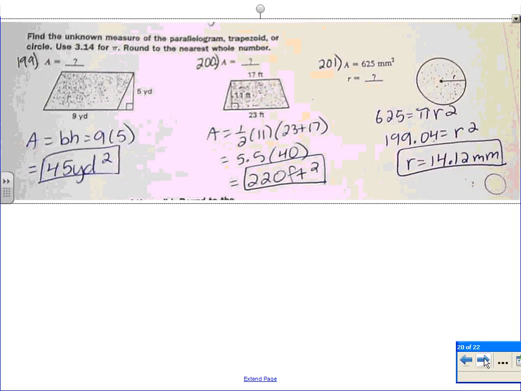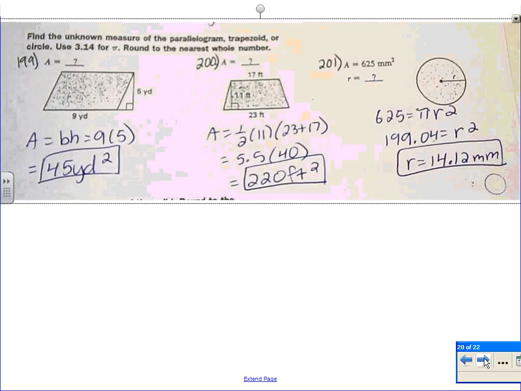Okay, 199, 45 yards squared, 200, 220 feet squared, 201, 14.12 millimeters. Abigail? Oh, yes, definitely. Yep. Actually, I didn't follow directions. It says round to the nearest whole number. So it really should be 14 there. So, yeah, Abigail, I'm wrong, and yeah, you can keep it as 0.1 or as the whole number.